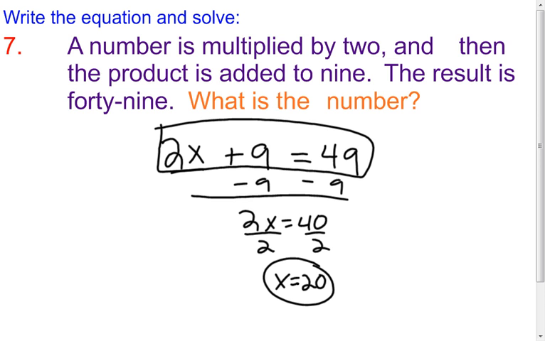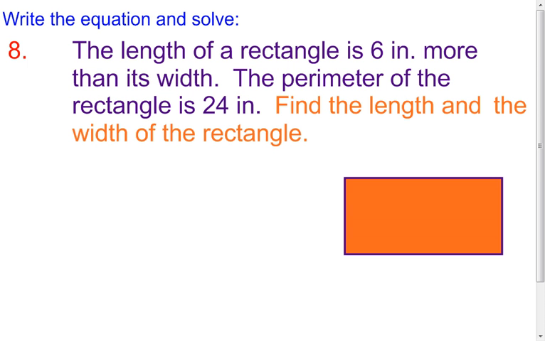All right, now these next couple are a little bit trickier. So we have the length of a rectangle, which is 6 more than its width. And I don't know its width either, okay? I do not know its width. So I'm going to call the width W.